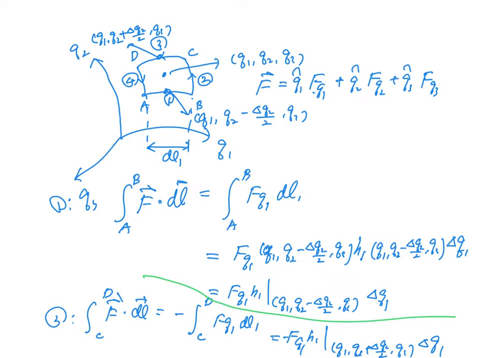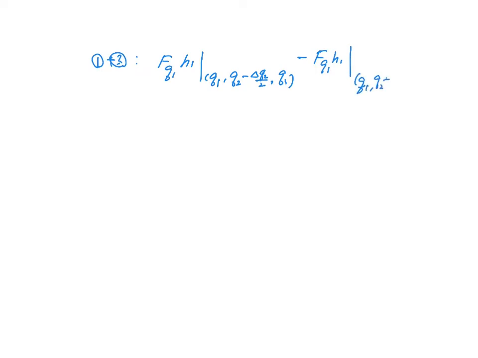So we still need to do 2 and 4. So let's remember 1 plus 3. 1 plus 3 will be f_q1 h1 evaluated at q1, q2 minus delta q2 over 2, q3, minus f_q1 h1 evaluated at q1, q2 plus delta q2 over 2, q3, and we have a delta q1.